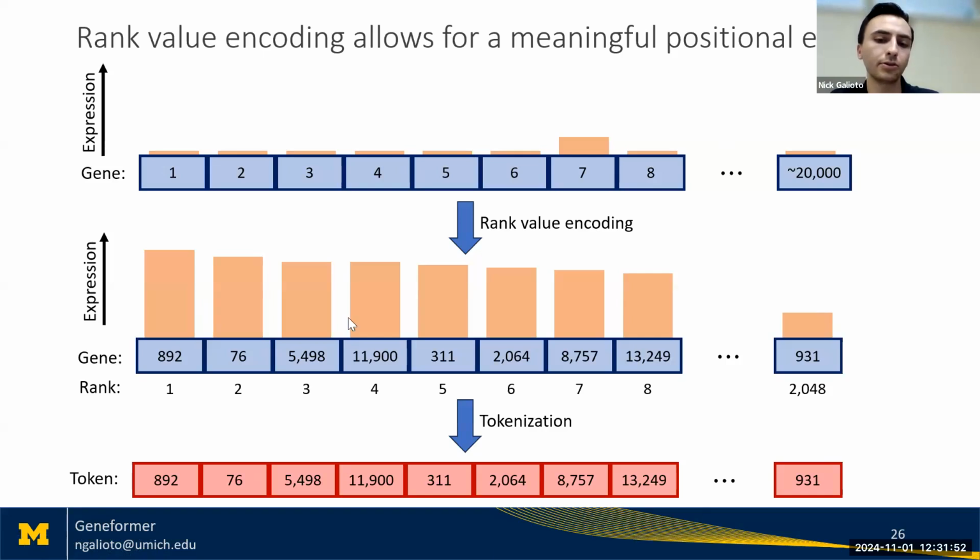And then once you have this ordering, you will map each of the genes to a token. And all this is done taking into account baseline expression of genes. So everything's normalized to make sure that, for example, housekeeping genes are not considered to be highly expressed when they're just genes that might always be present in cells.